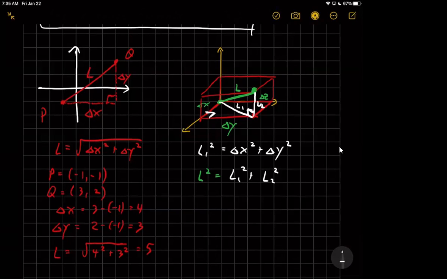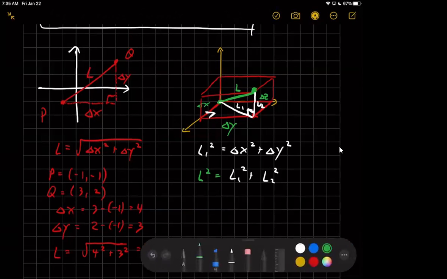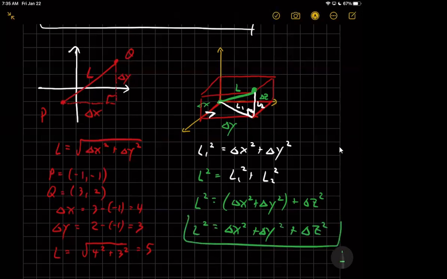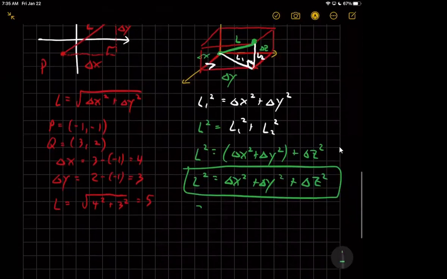Well, we can substitute in some things. For L1 squared, we can substitute in delta x squared plus delta y squared. And what can we substitute in for L2? That is just delta z, and we'll square it since it's L2 squared. And because addition is commutative, we can say L squared is just delta x squared plus delta y squared plus delta z squared. This is a 3D Pythagorean theorem.